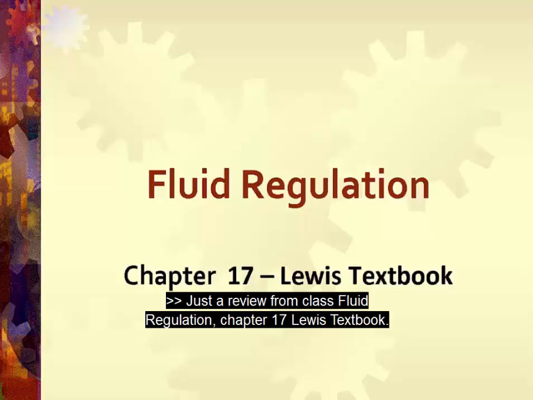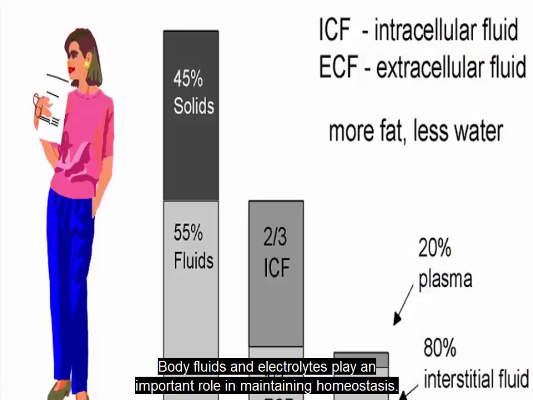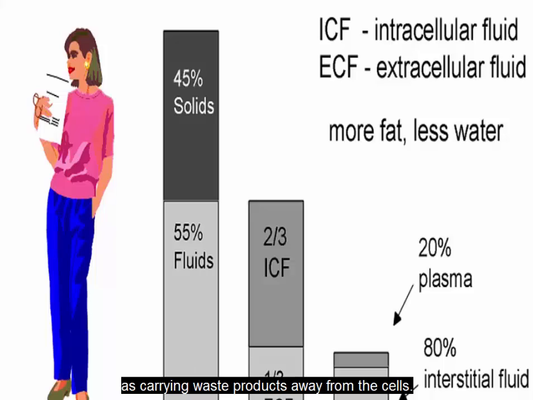This is a review from class, Fluid Regulation, Chapter 17, Lewis textbook. Body fluids and electrolytes play an important role in maintaining homeostasis. Fluids transport nutrients, electrolytes, and oxygen to cells as well as carrying waste products away from the cells.